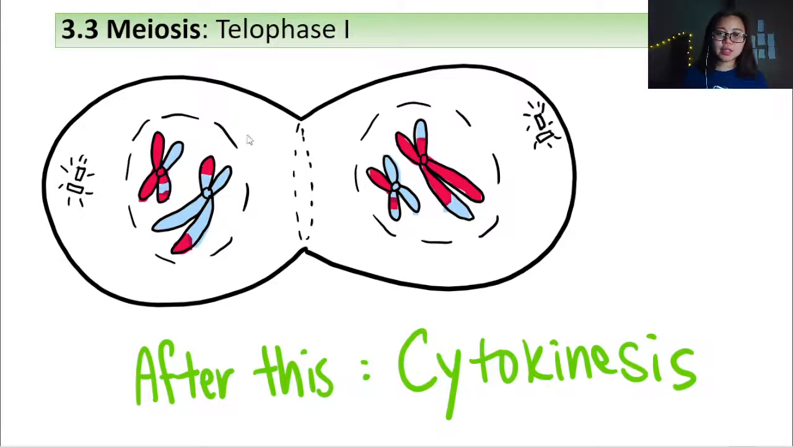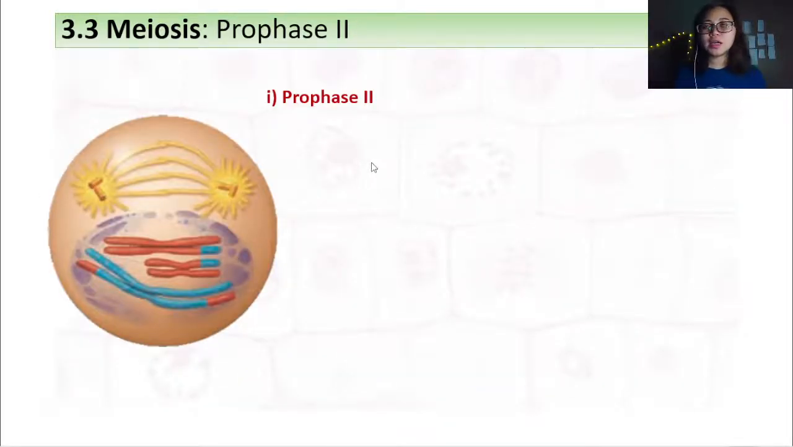Mesti ada cytokinesis ya di selepas telophase 1. Okay. Kadang-kadang sel itu akan terus masuk kepada meiosis 2. Kadang-kadang dia akan berehat dulu, like after some time baru dia akan sambung dengan meiosis 2. So you have to look at the cell type and the organism, the species, apa semua tu. Okay, so we're moving on. We're going into the next stage, which is prophase 2.